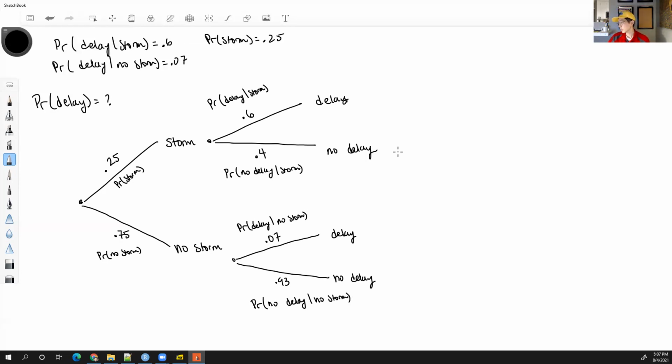All right. And okay, so then what we do is we just multiply our numbers down the branches. So I'm going to do 0.25 times 0.6. This gives me 0.15. And this is going to be the probability of a storm and delay. All right, and that was my first question. What was the probability of a storm and a delay? That was the question we answered on the last slide. Here I'm going to do 0.25 times 0.4. I get 0.1. And this is the probability of storm and no delay.